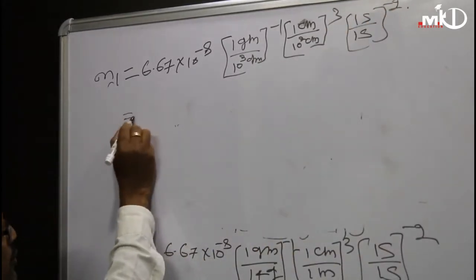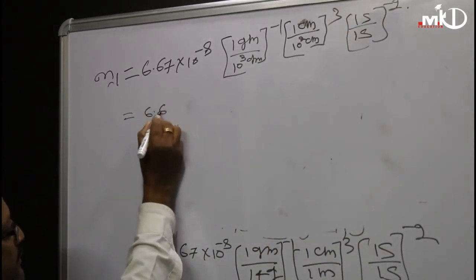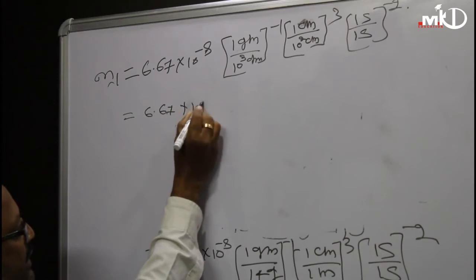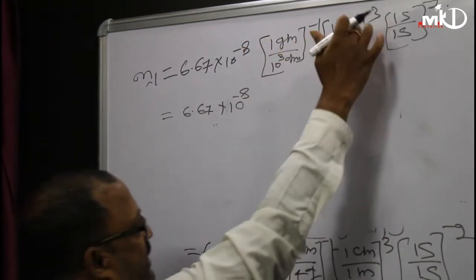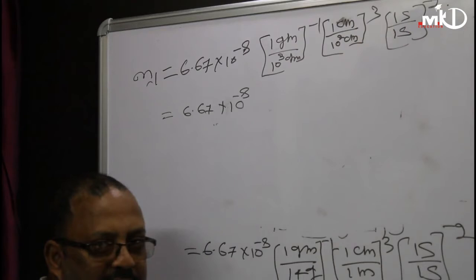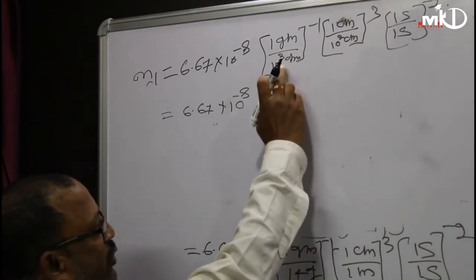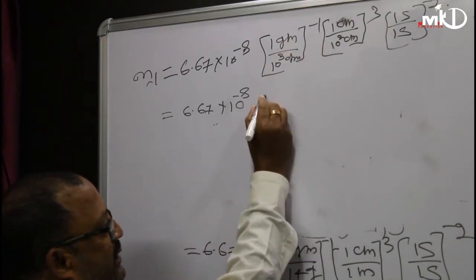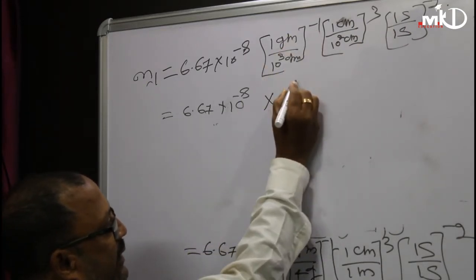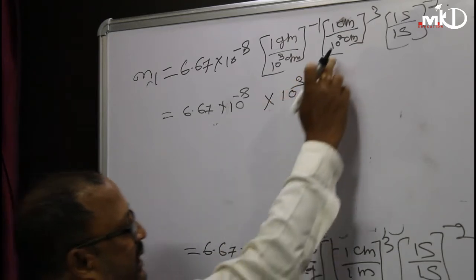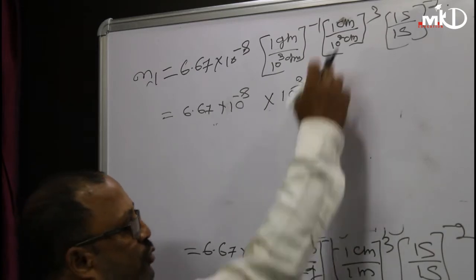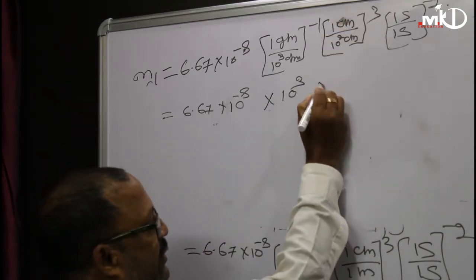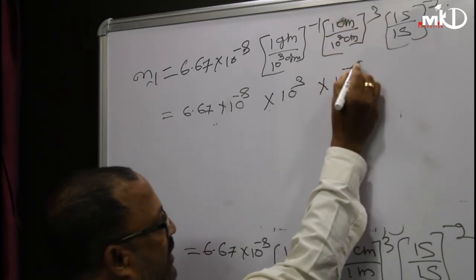Therefore this is equal to 6.67 into 10 to the power -8. Gram cancels, cm cancels, second cancels. Now 10 to the power 3 to the power -1 becomes 10 to the power 3. And this is 10 to the power 2 in the denominator. If it goes to the numerator, then it becomes 10 to the power -2 to the power 3, that is 10 to the power -6.